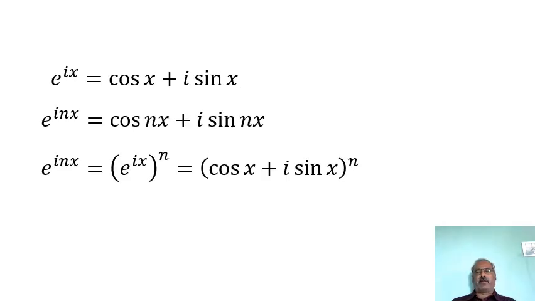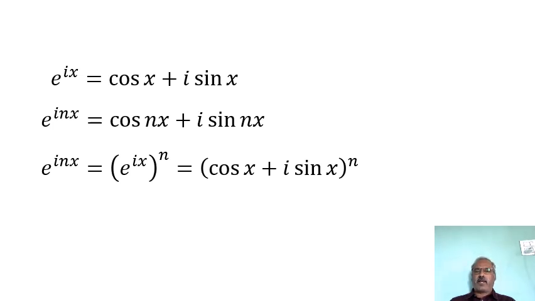If you are familiar with the exponential function in complex numbers, the expression of e raised to ix is cos x plus i sin x. So e raised to ix is equal to cos x plus i sin x. e raised to i times nx will be cos nx plus i times sin nx, where i is the square root of minus 1. Now we are dealing with complex numbers.